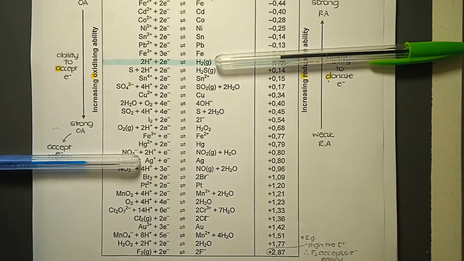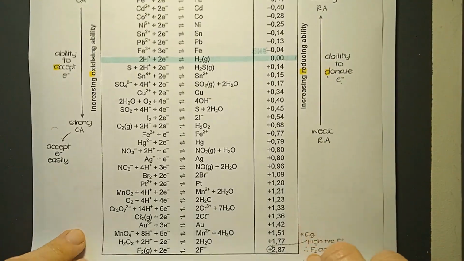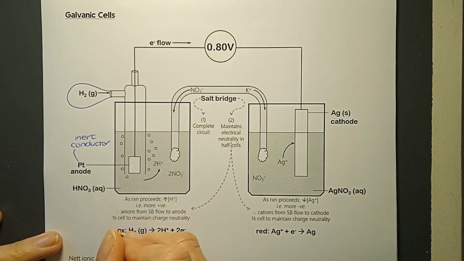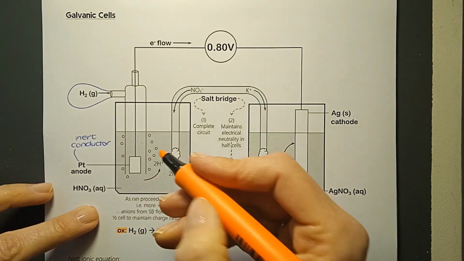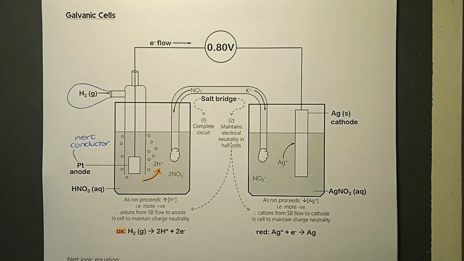If it had been the other way around, we would have known it would have undergone reduction, but we would still have written it down as the anode because we're using it as the standard reference electrode. But for us, we're going to be able to just do it like this. Going back to this image, you'll see that for oxidation, which I'm going to highlight orange, we're going to have that hydrogen coming in and going into the cell as hydrogen ions with the electrons.